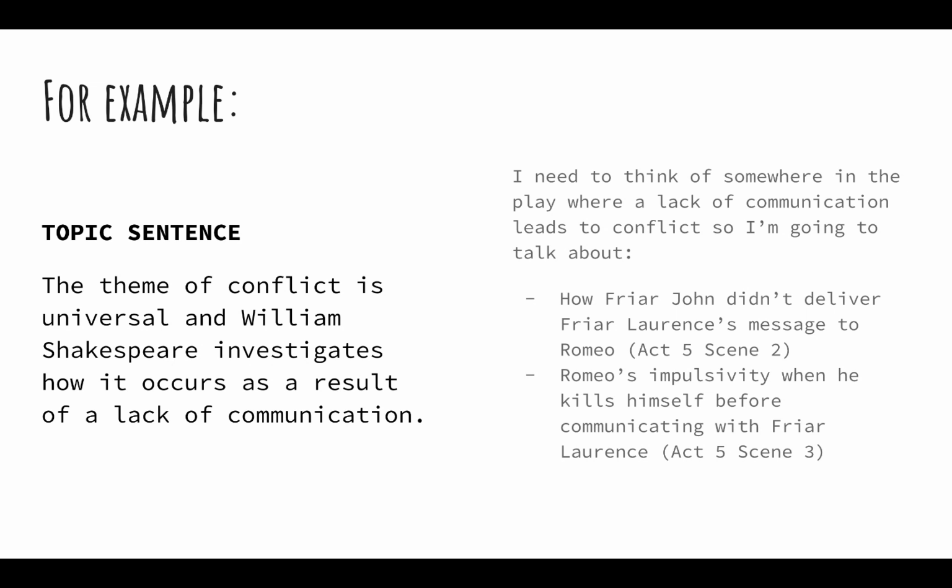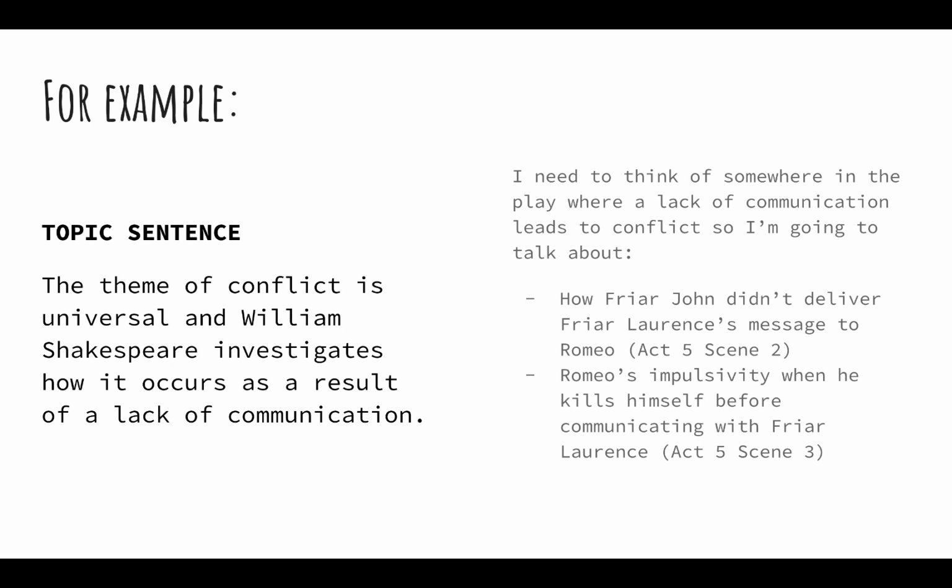So, here's my topic sentence. The theme of conflict is universal, and William Shakespeare investigates how it occurs as a result of a lack of communication. So, I need to think of somewhere in the play where a lack of communication leads to conflict. Okay, they're the ideas from my topic sentence. So, I'm going to talk about how Friar John didn't deliver Friar Lawrence's message to Romeo, which is in Act 5, Scene 2. And I'm also going to talk about Romeo's impulsivity when he kills himself before communicating with Friar Lawrence, which is in Act 5, Scene 3.